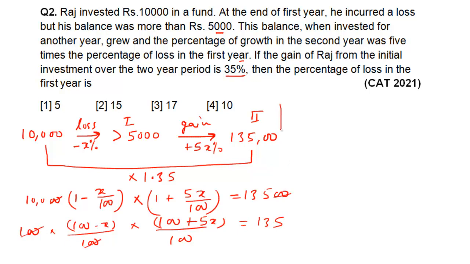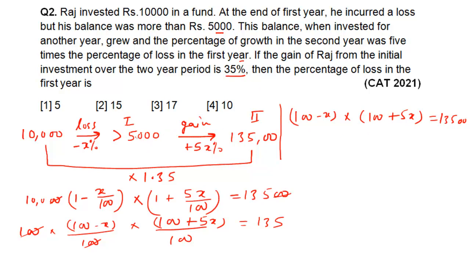So what you get here: (100 minus x) multiplied by (100 plus 5x) is equal to 13500, because this 135 is to be multiplied with 100, right? So we get this. Now look at the options.